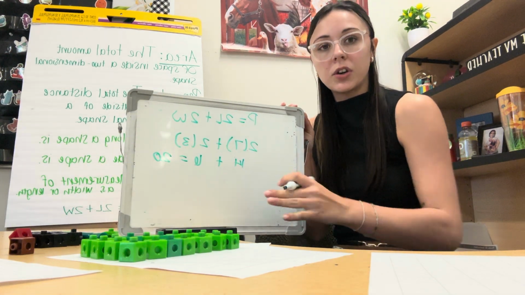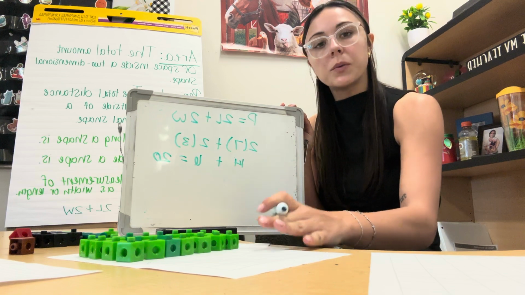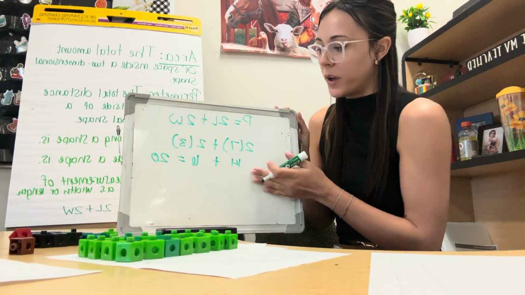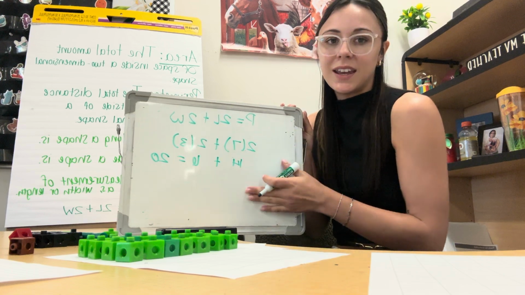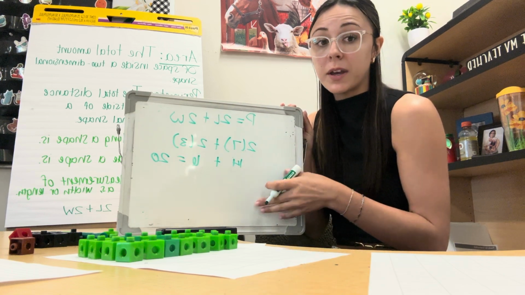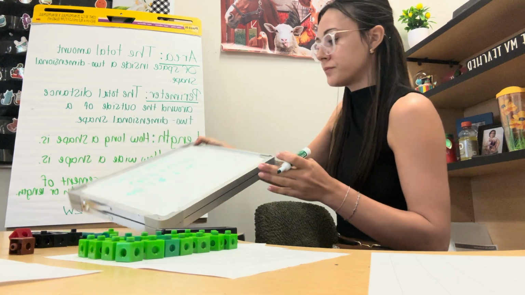We know this to be true because we physically did it with the manipulatives and we could count it and physically see it. And then we can also have the visual, but we can take our side lengths and plug them into the formula for perimeter.